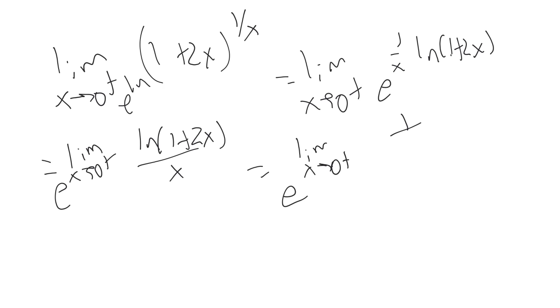And I'm going to get 1 over 1 plus 2x. That's the derivative of the top. The derivative of the bottom is 1. You plug in 0 now, and that all becomes 1. So the answer is e.